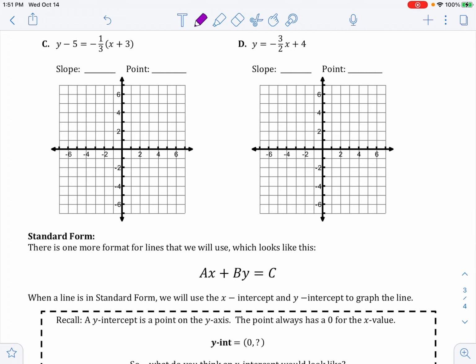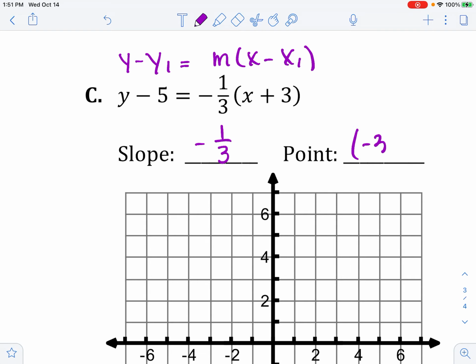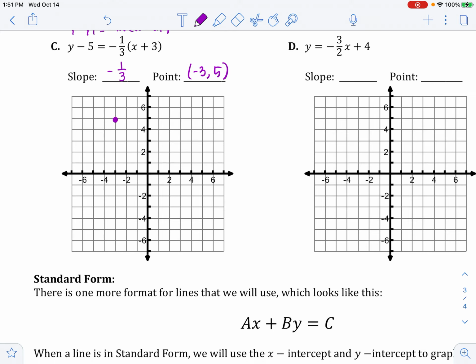All right, so let's look at these next 2 here. So first off, let's make sure we're identifying what form it's in and then saying what the slope is and what a point is. Okay, so what form is this in? This is in point slope form. It's in the form y minus y1 equals m times x minus x1. See that? So I can see my slope is -1/3. And then my point is -3, +5. And I can graph that.